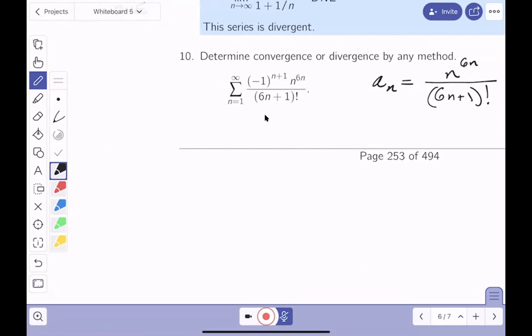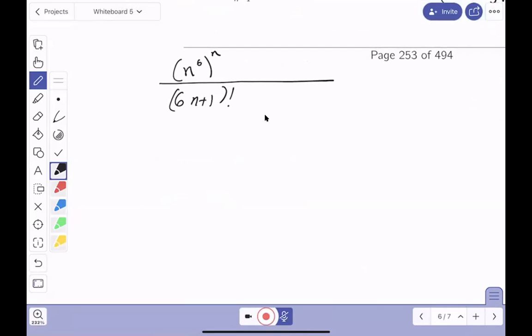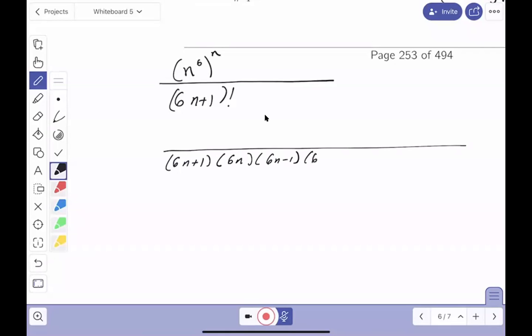So let's write this down. So this is going to be n to the sixth, all to the n, right? And this is (6n plus 1) factorial. So I have to start writing things down for you, and it's always tough. So this would be 6n plus 1. Factorials are always difficult to deal with. Then you get 6n, then 6n minus 1, and then 6n minus 2. Well, I can't do this all day long, right? Yada, yada, yada, all the way down to 1. The question is, how many factors are there?